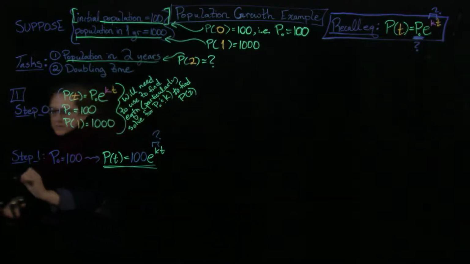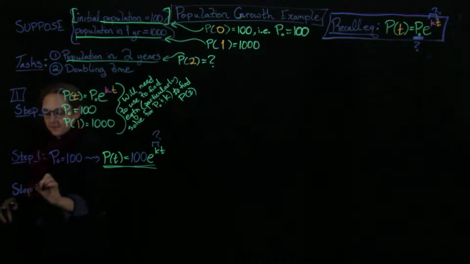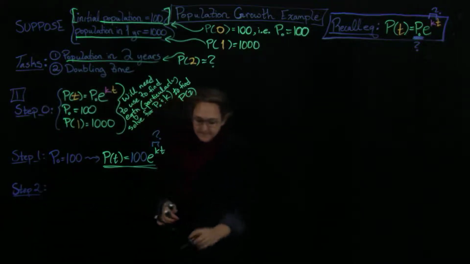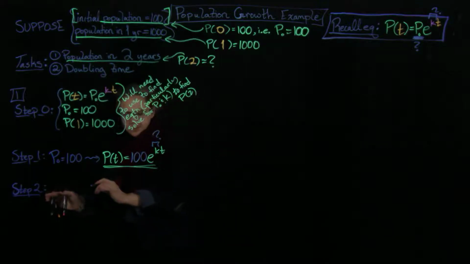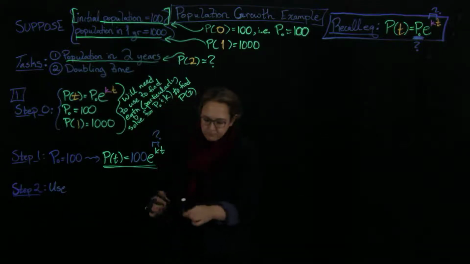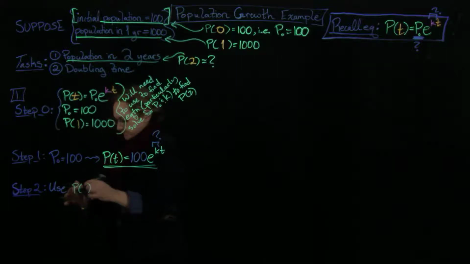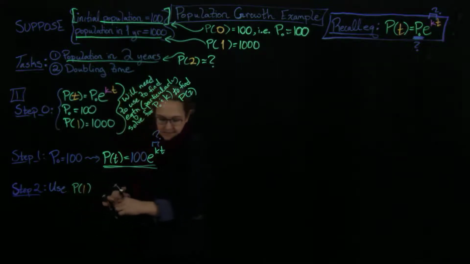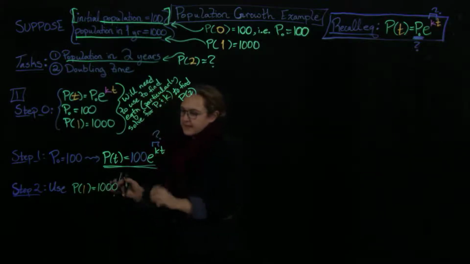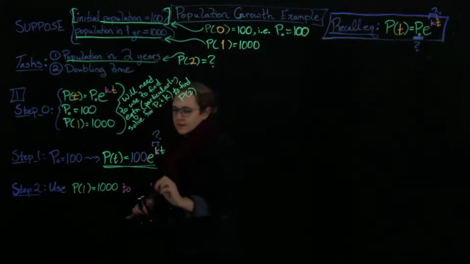And even once we have the equation, that's not the final thing we're looking for. It's good to keep checking the question as to what exactly we're looking for. So step 2. In step 2, what do I want to do? I want to use this P of 1 equals 1,000 to solve for K.